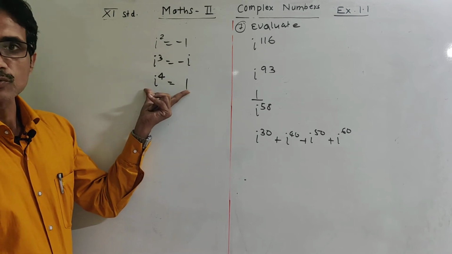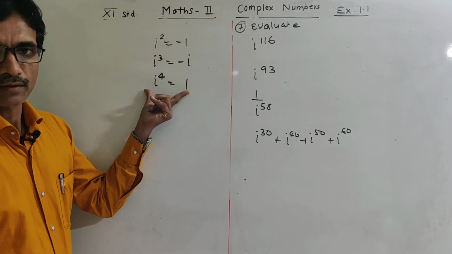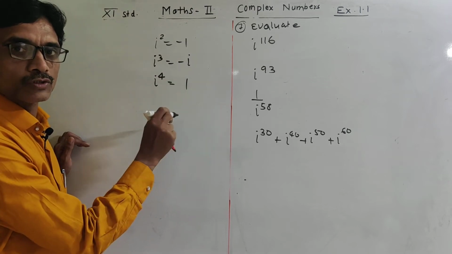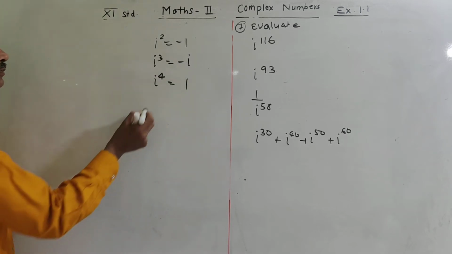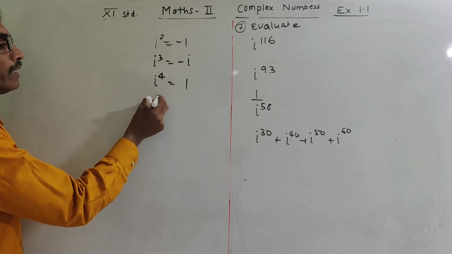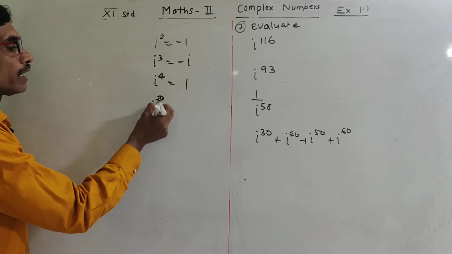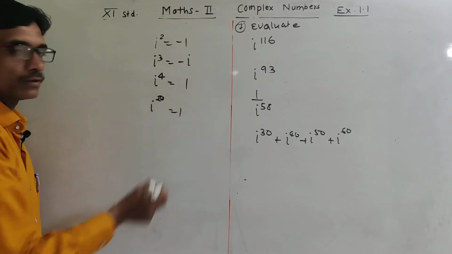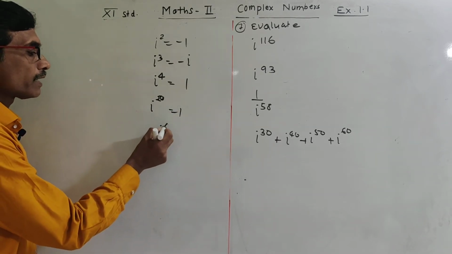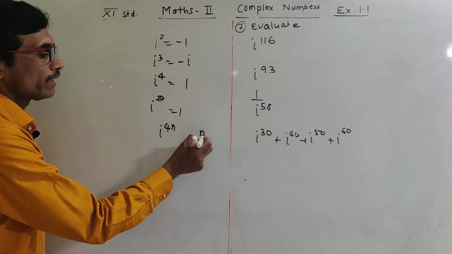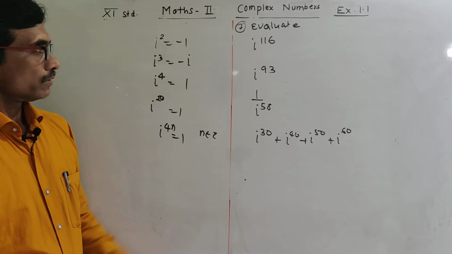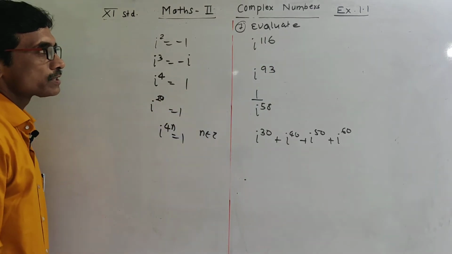So remember, i raised to power 4 is 1. Now if i is raised to a power that is a multiple of 4, then it is equal to 1. Suppose i raised to power 20, it is a multiple of 4. i raised to power 24, it is a multiple of 4, and that will be equal to 1. In general, i raised to power 4n, where n is any integer, is equal to 1.